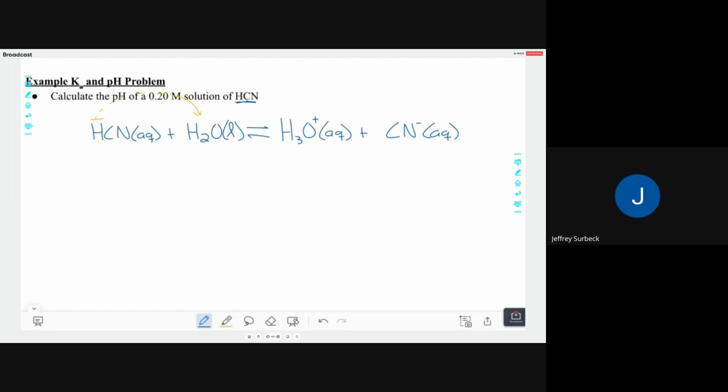Now, it's equilibrium, so we have to go ahead and draw our ICE chart. So we're going to say I, C, and E. Okay, we're only given one value. What value are we given? 0.20. Yep, of that HCN, 0.20 big M. Nothing else are we given. So what can we assume about the H3O and the CN? 0.00. Okay. Now, it's actually 0.